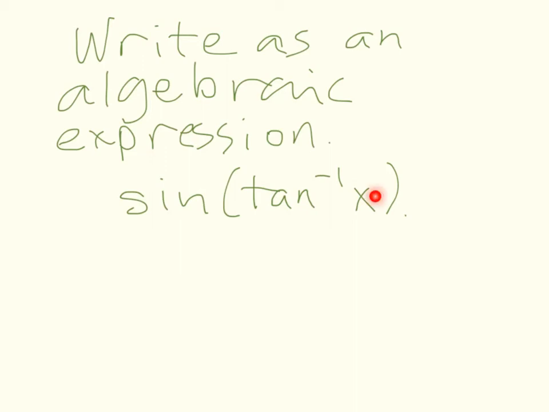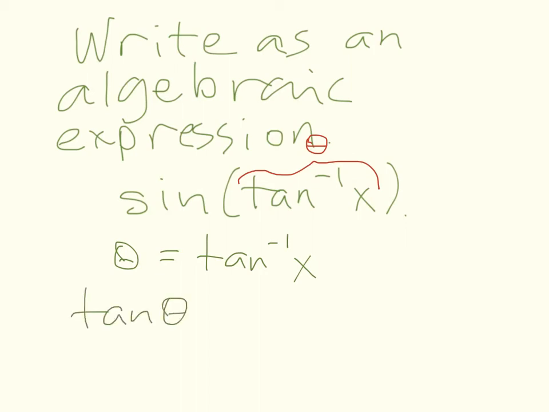So what we're going to start by doing is calling inverse tangent of x theta. So theta is inverse tangent of x. Okay, so if we take the tangent of theta, we just get x. So if theta is inverse tangent of x, that means the tangent of theta is just x. So we can draw a little triangle, a right triangle that has theta as an angle.